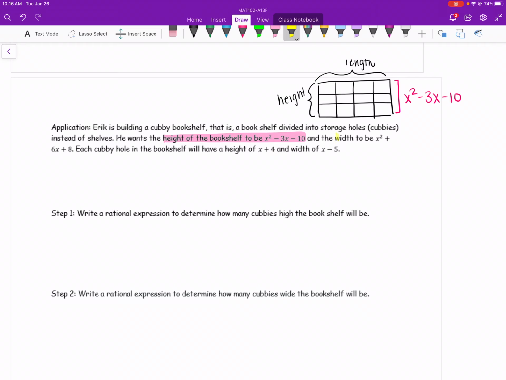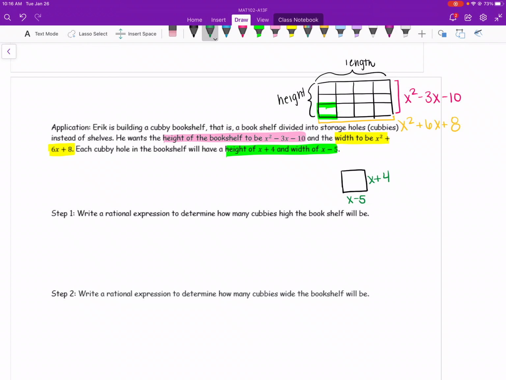And the width of my bookshelf, or the length as I called it, will be this bottom part, which is x squared plus 6x plus 8. So that's the total height and width. It then went further to tell me each individual cubby, so I'm going to zoom in on one cubby. Each individual cubby will have a height of x plus 4 and a width of x minus 5.